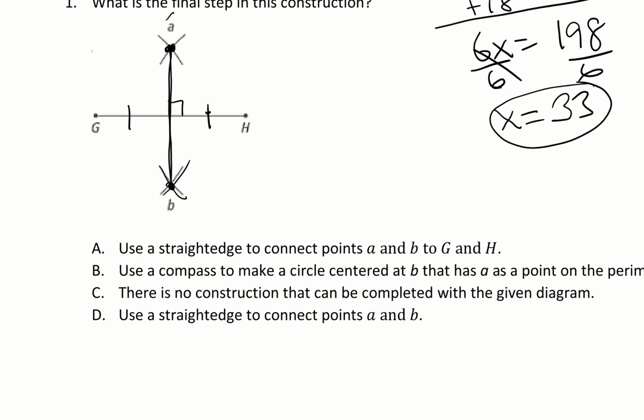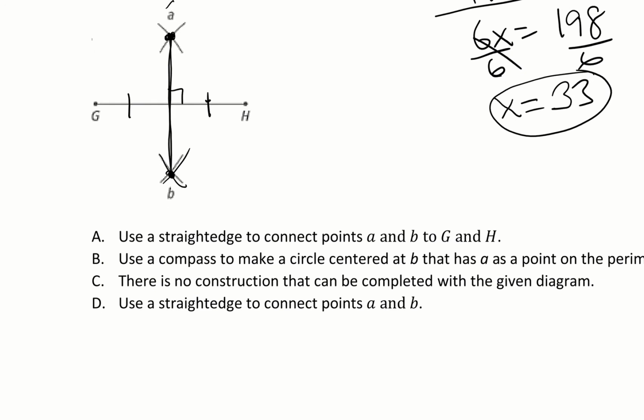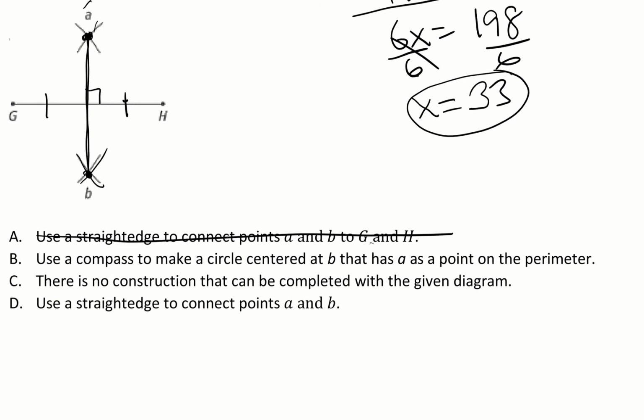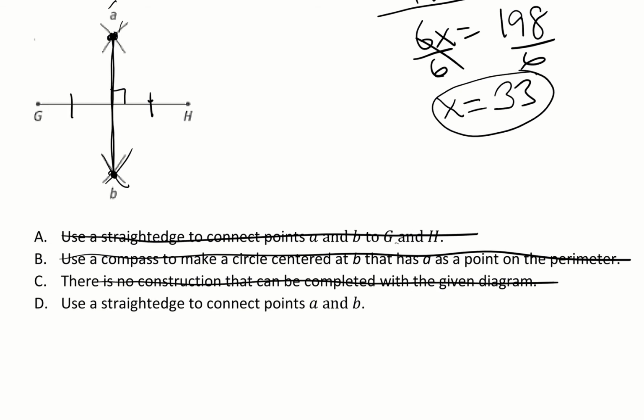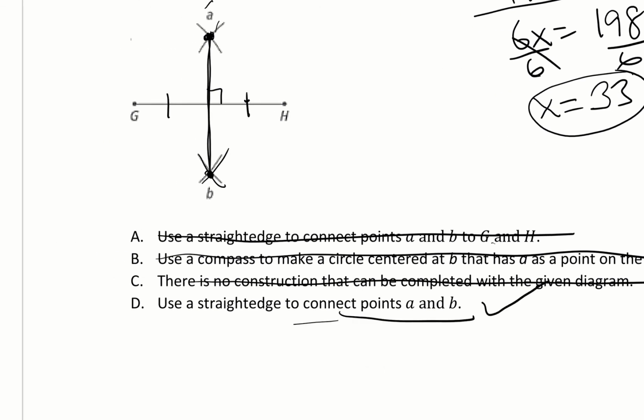So use a straight edge to connect points A and B to, not points A and B to GH. You don't want to connect these to G and H. That doesn't make sense. You want to connect it straight down. So that's not it. Use a compass to make a circle centered at B. No. There is no construction that can be completed. No, that's not true. Use a straight edge to connect points A and B.